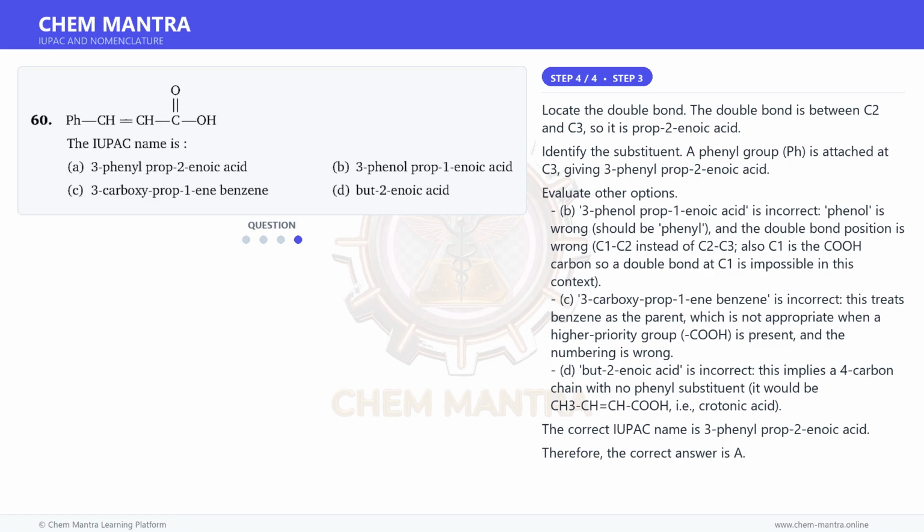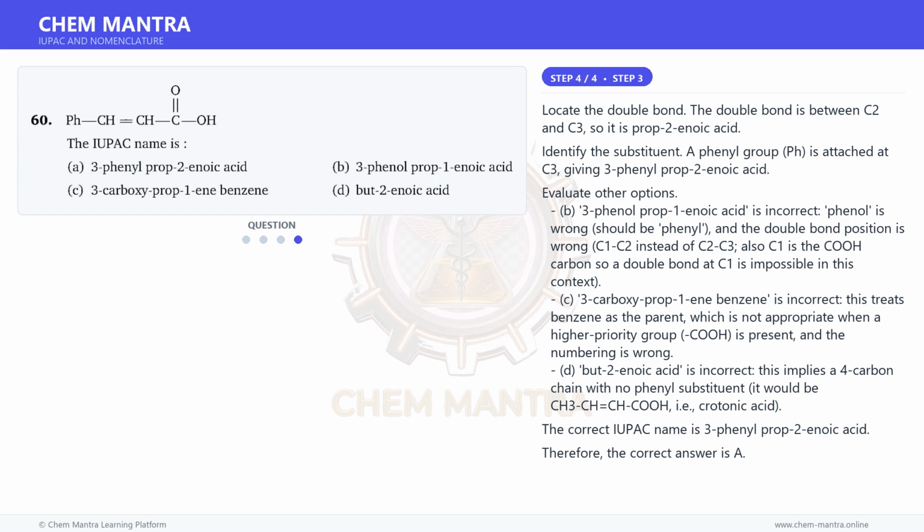Evaluate other options. B. 3-phenolprop-1-enoic acid is incorrect. Phenol is wrong, it should be phenyl, and the double bond position is wrong, C1, C2 instead of C2, C3.